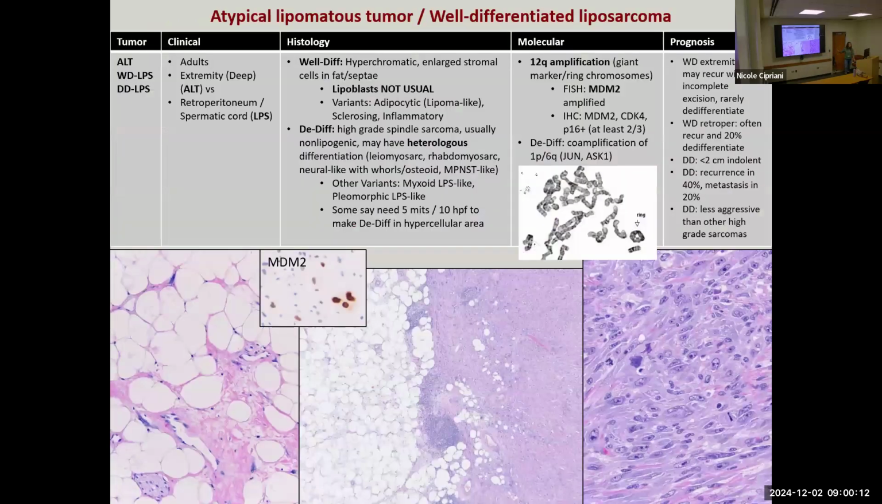So if you want, I can briefly go into the morphology, since we're already here. Should I go? Okay, I go.